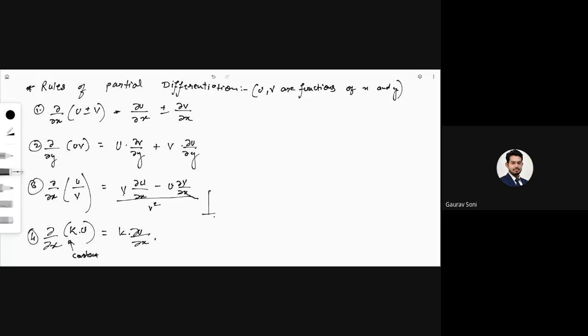So my last simple question now: partial derivative with respect to x of x into y.